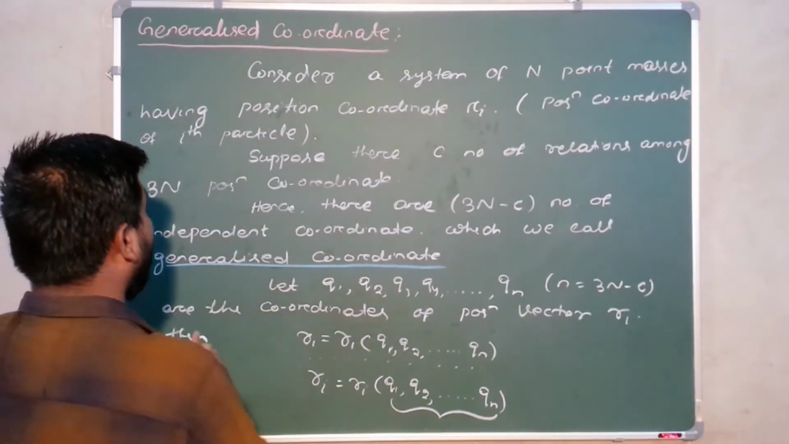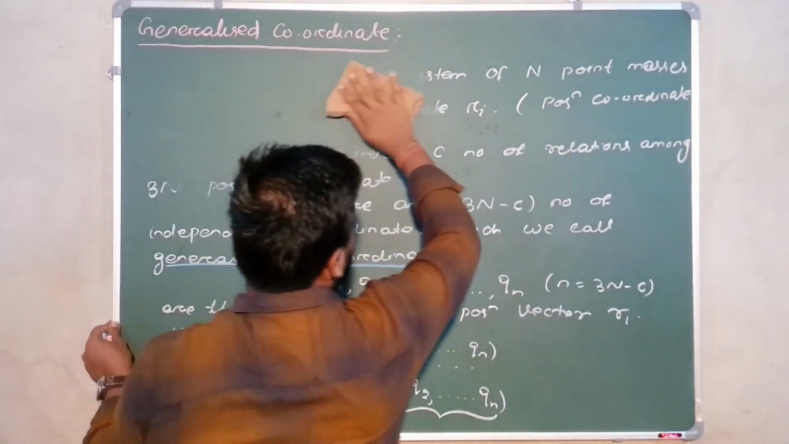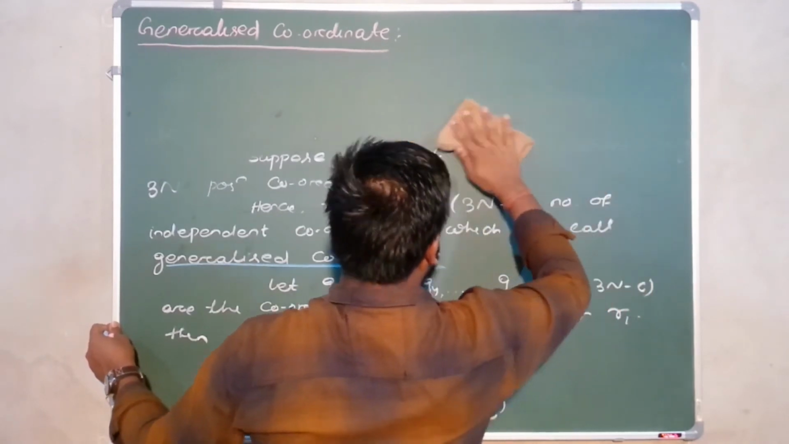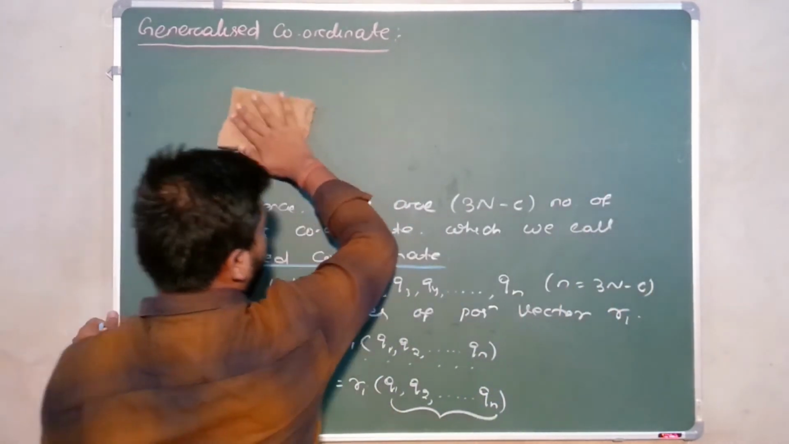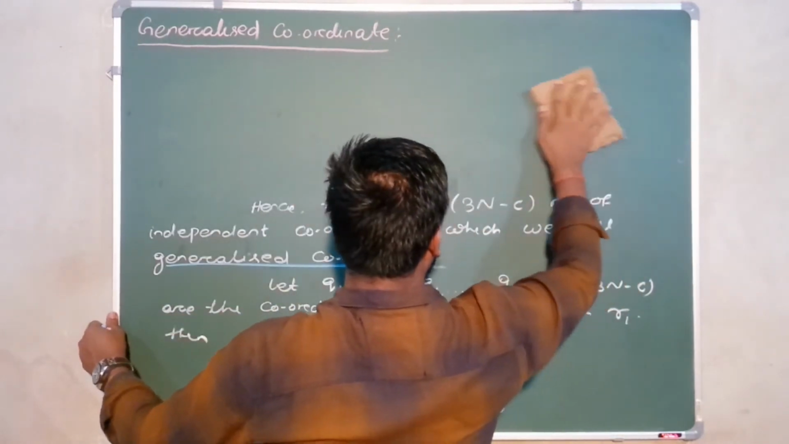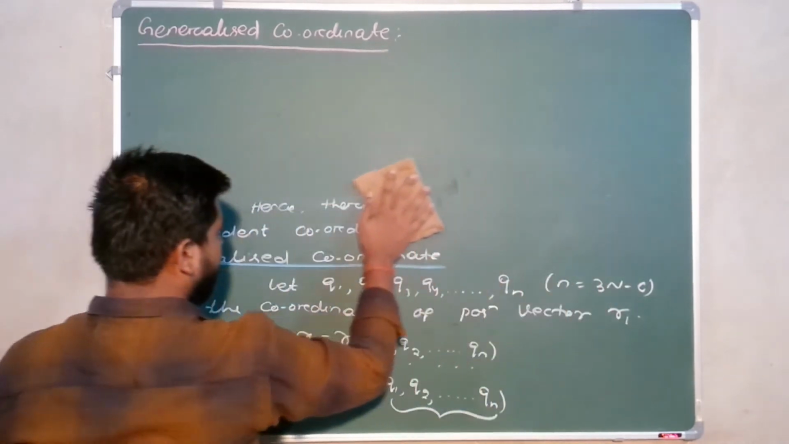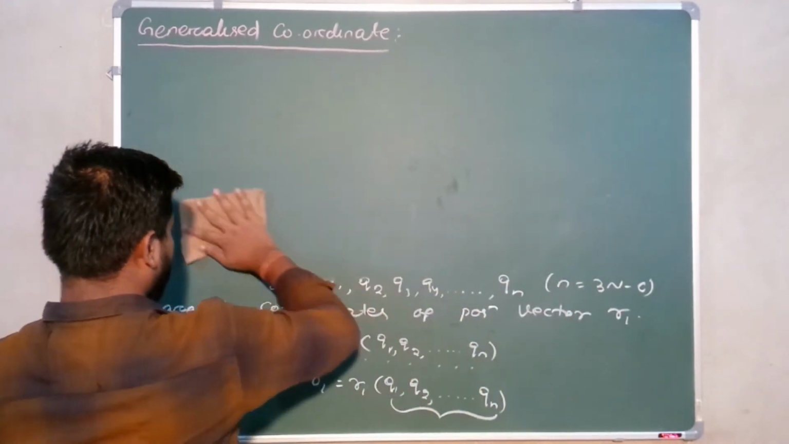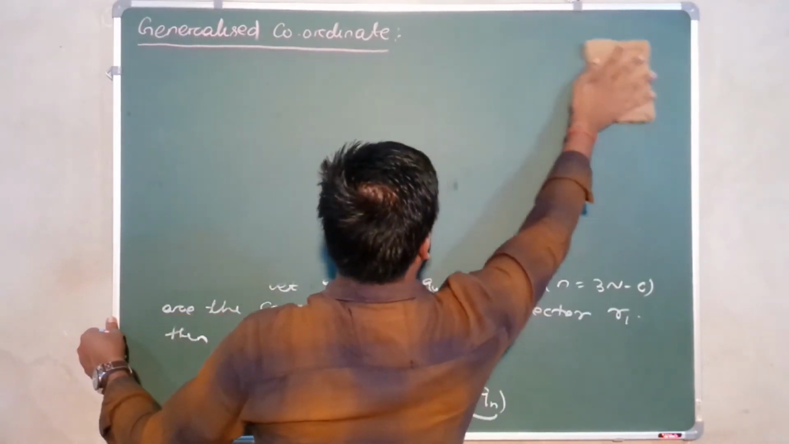We all know some constraints are there which depend upon the time. Yes or no? These constraints are called Riemann constraints. Yes or no? Holonomic constraints also depend upon time, and the dissipative constraints also depend upon time. If the constraints depend upon time, then what happened here? Just see.